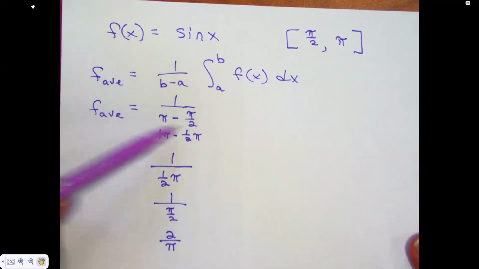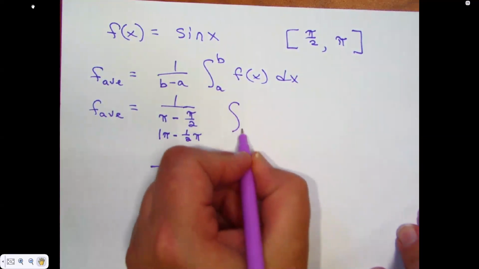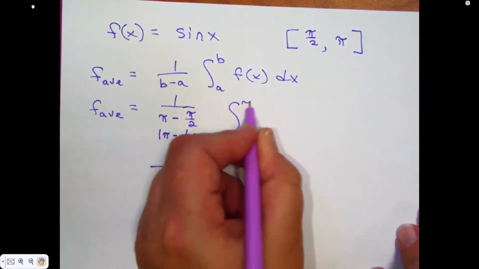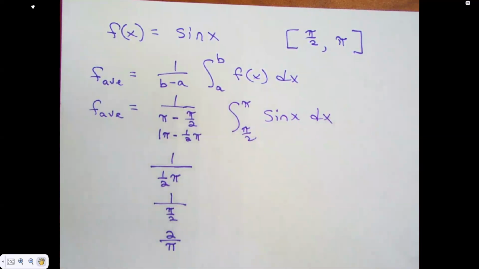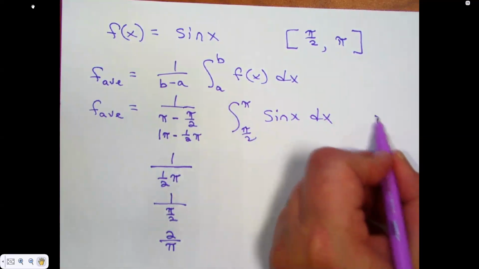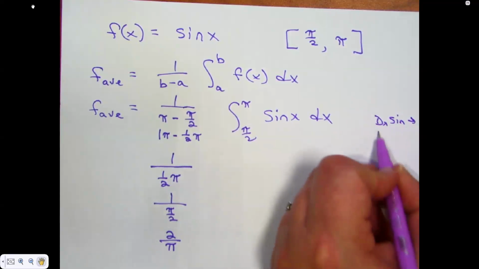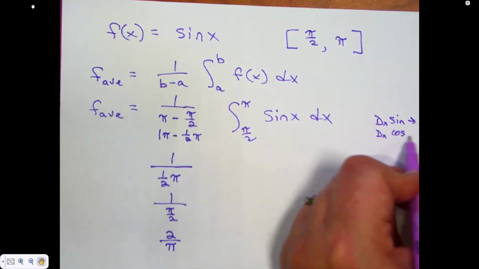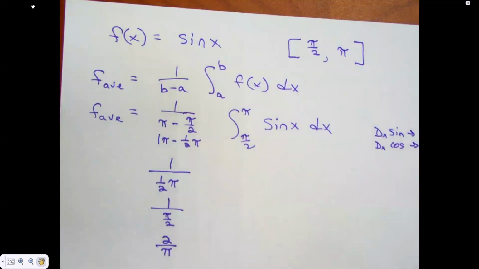Does that make sense though? You just do the coefficients. Think of pi as like a variable. You just do the coefficients. All right. So the integral from pi over 2 to pi, and we're doing it on sine of x dx. Okay, so the derivative of sine is cosine. Derivative of cosine is negative sine. Can we even see that?